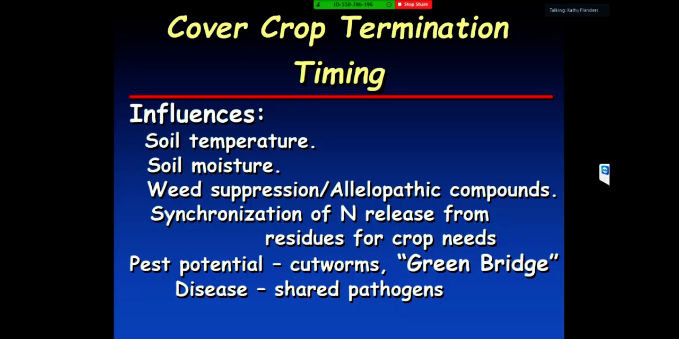And also the pest potential. We want to make sure that we don't leave a green bridge out there between the cover crop being green and then the new green seedlings coming up for things like cutworms and diseases and all kinds of other pathogens to just jump from the cover crop into our cash crop and destroy it. So we want to make sure we cut that green bridge at some point and have dry residue before we plant.